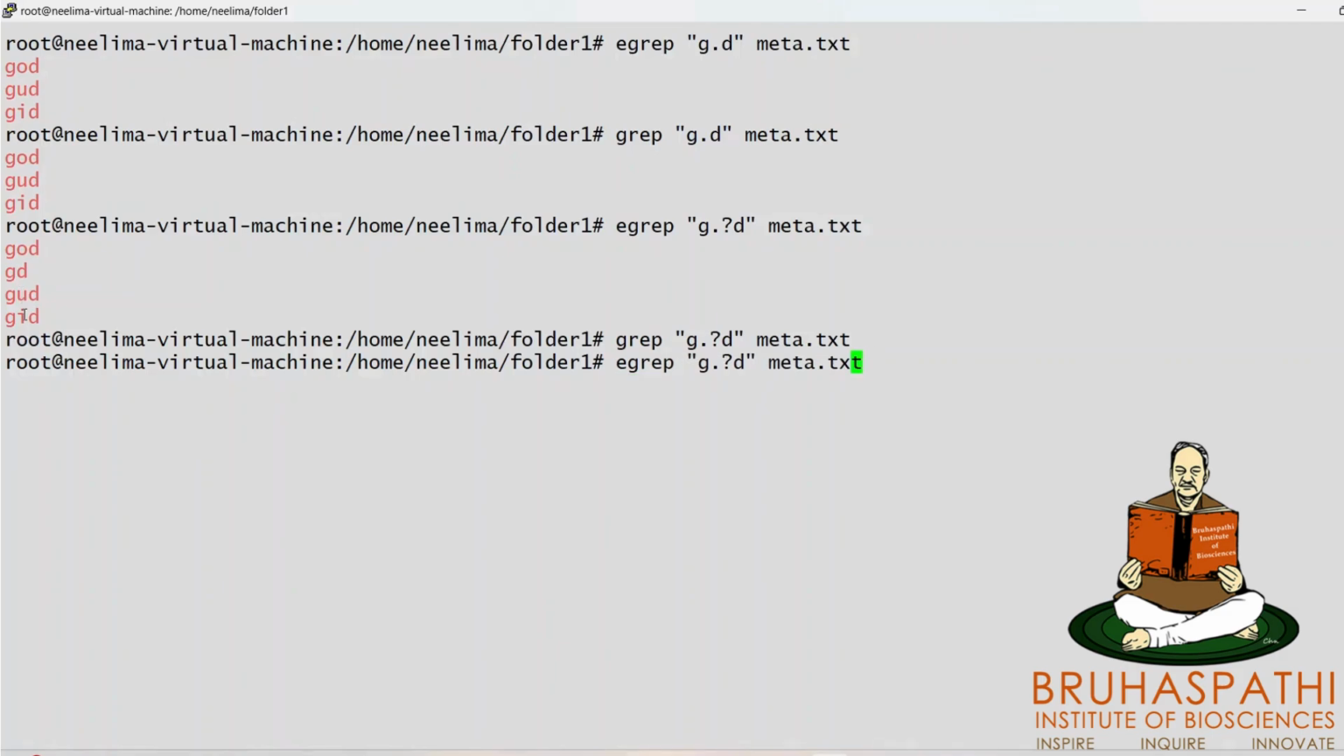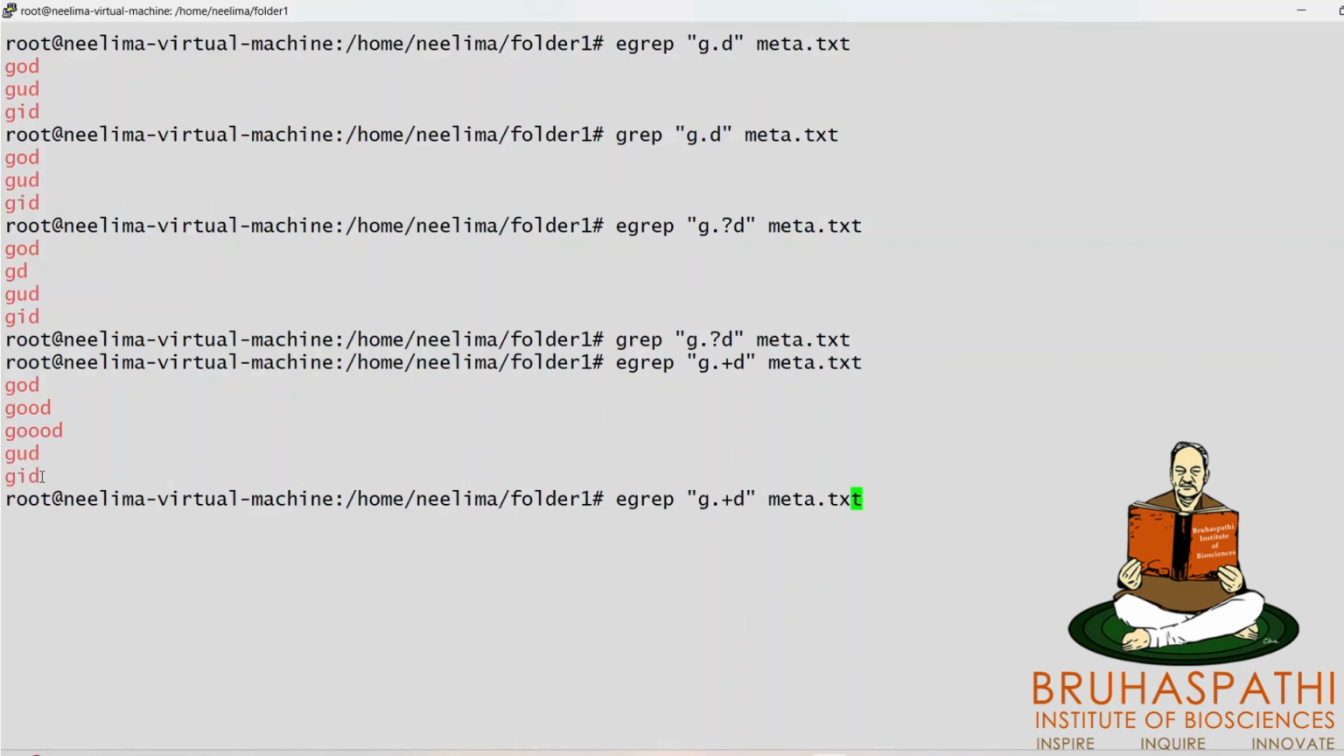Now we have another one called a plus. egrep searches for a pattern which is starting with G, ending with D. In between, it can have one or more characters: 1 character, 2 characters, 3 characters. This is not present in grep.